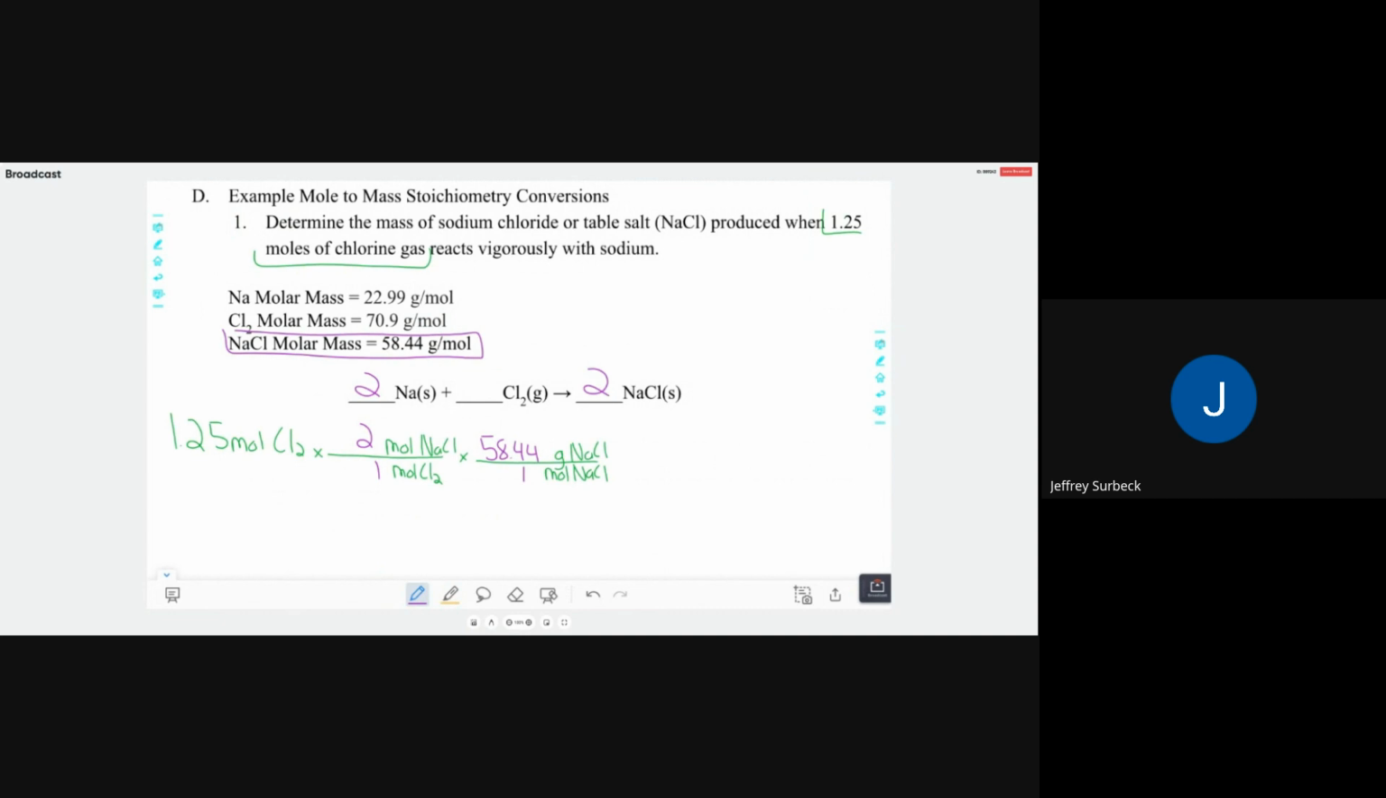All right, so in my calculator, what I'm going to do for this problem, we have 1.25 times 2. I get 2.5. Then the last thing that I need to do in this problem is I say times 58.44, and I get a value of 146.1 grams of NaCl. Now, I didn't divide by 1 because that's not going to change my value in my calculator here.